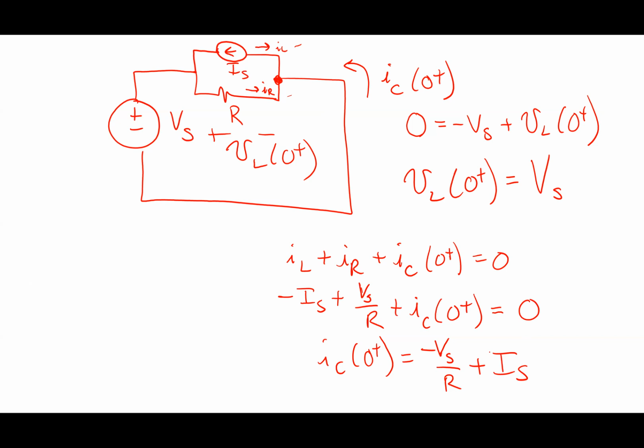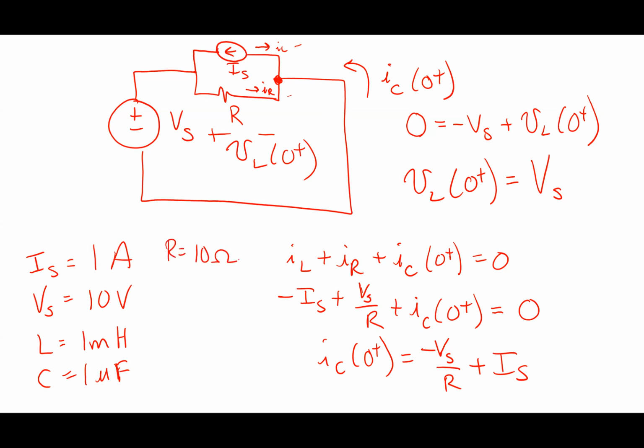All right. So these guys would all have numbers associated with them, right? We could make up numbers here. Let's say I sub S is, I don't know, 1 amp, and V sub S was 10 volts, and L was equal to a millihenry, and C was equal to 1 microfarad, and R was equal to 10 ohms. Then I would have a number for that thing, right? And I can go back now and figure out if it's underdamped, overdamped, all that good stuff.